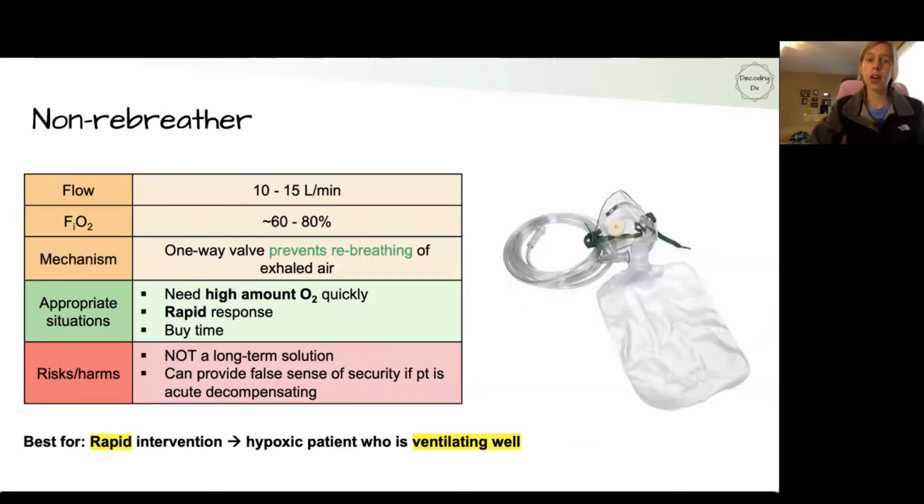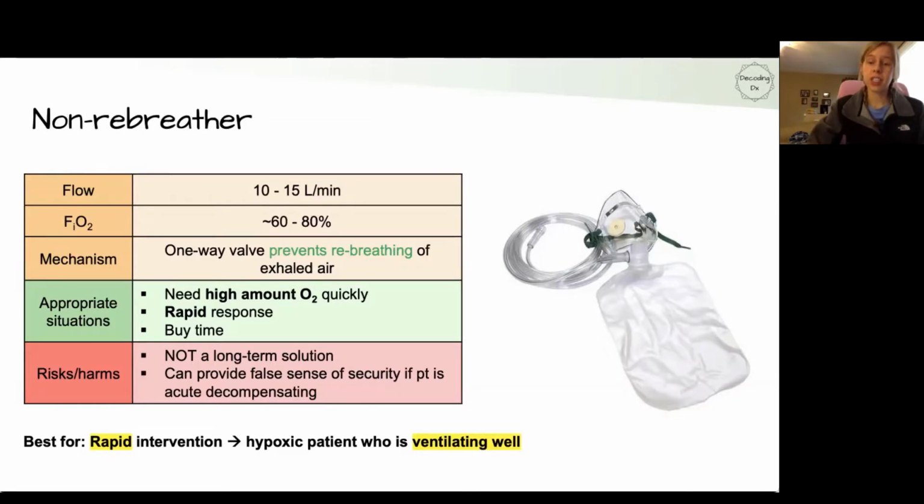A non-rebreather is able to deliver even more oxygen at about 10 to 15 liters per minute, which gives an FiO2 of about 60 to 80%. There's a little valve on these devices that prevents rebreathing of the exhaled air, so that increases the amount of oxygen the patient gets because they're not rebreathing their own CO2.